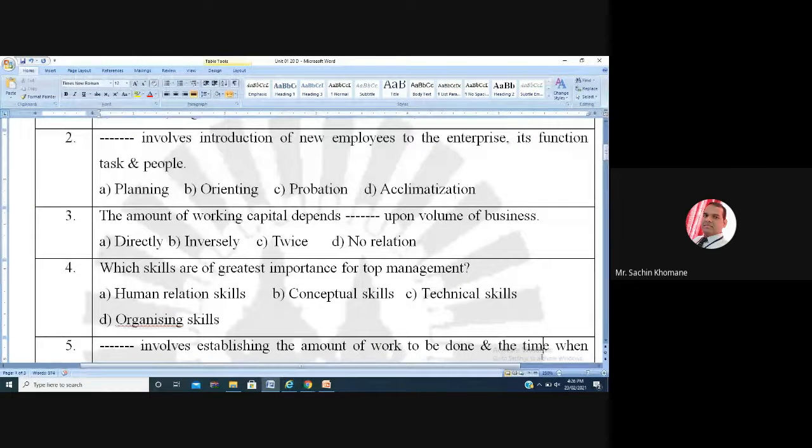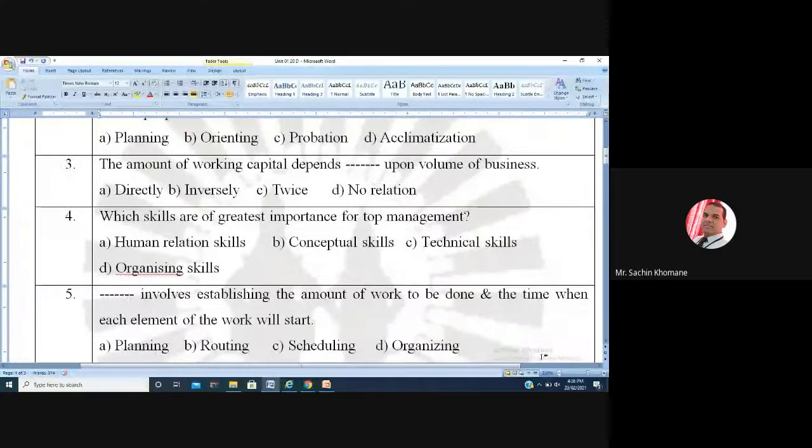Fourth question: which skills are of greatest importance for top management? Top management, what is it expecting from any employee? The options are human related skill, conceptual skill, technical skill, organizing skills. But out of these four, where does top management give greatest importance? Friends, technical skill, right? So technical skills, top management is always expecting.